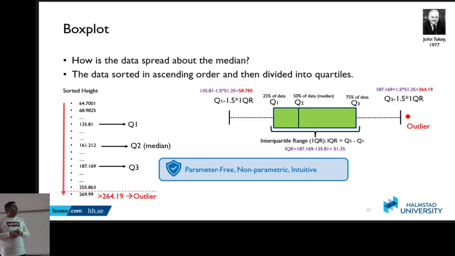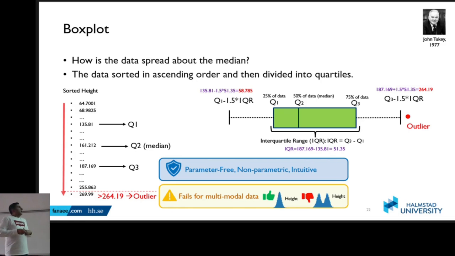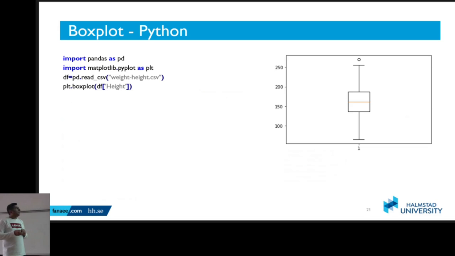This is parameter free, so it's non-parametric, doesn't make any assumption on the distribution of data, and is intuitive. But it fails for multimodal data. When you identify two peaks in your data, it means that you have more than one subpopulation in your data.